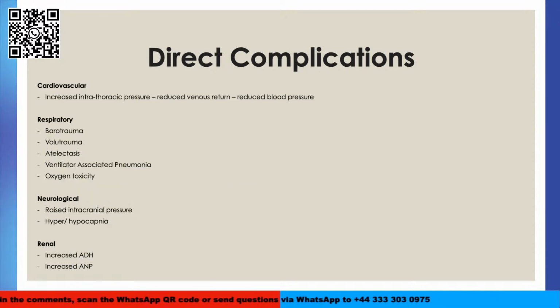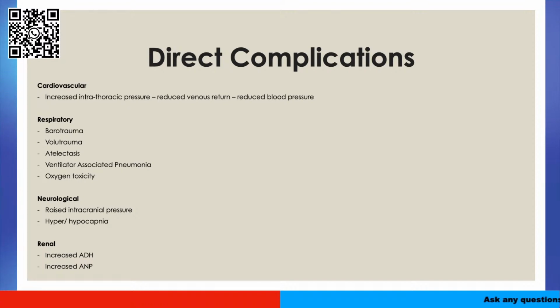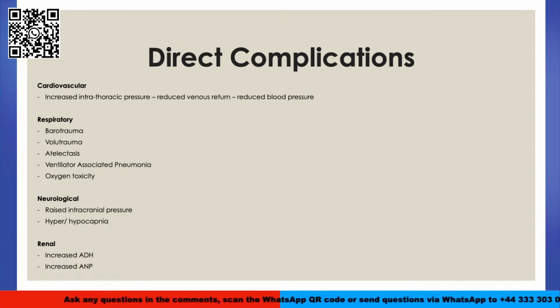Other direct complications include increased intrathoracic pressure with positive pressure ventilation, reducing the venous return and reducing the blood pressure. So sometimes you then require vasopressors or inotropes to maintain the patient's cardiac output. The respiratory complications can include barotrauma and volutrauma. So again, important to think about the volumes and the pressures that you're ventilating the patient with.